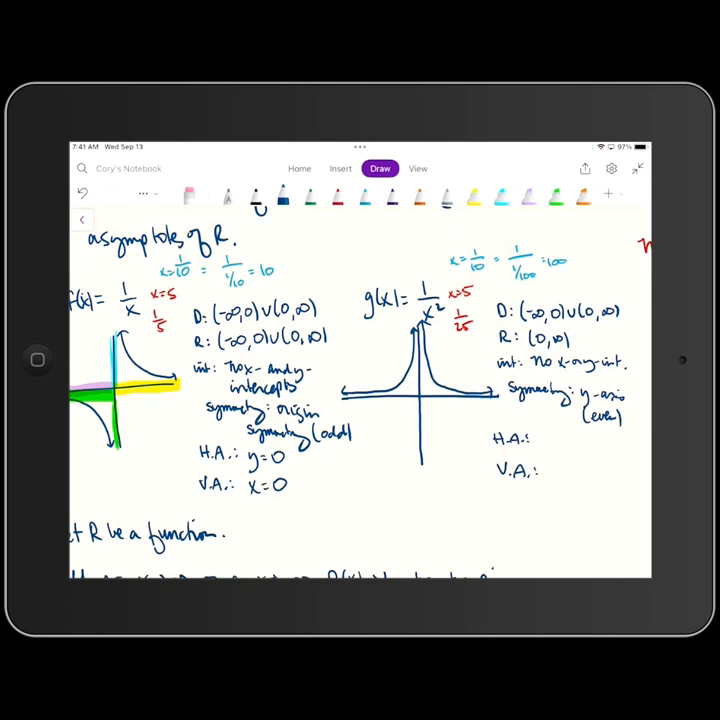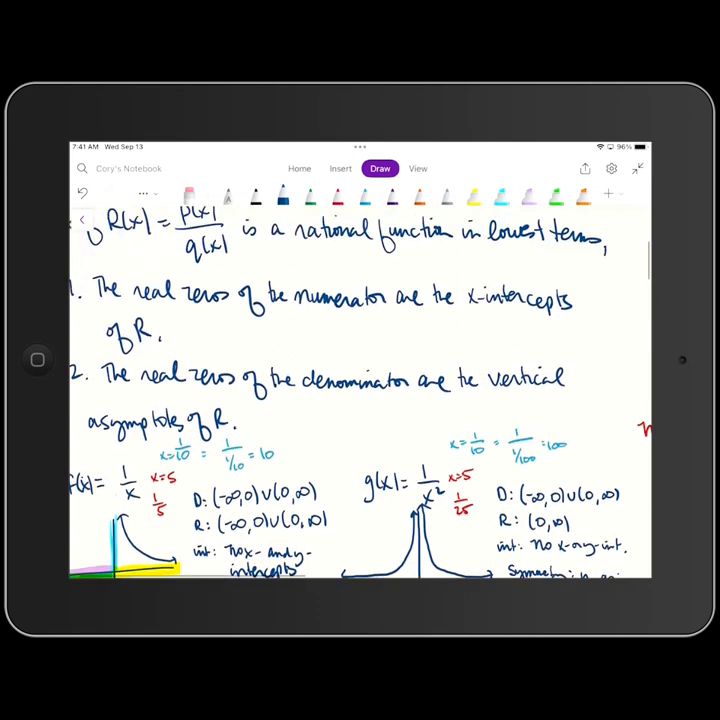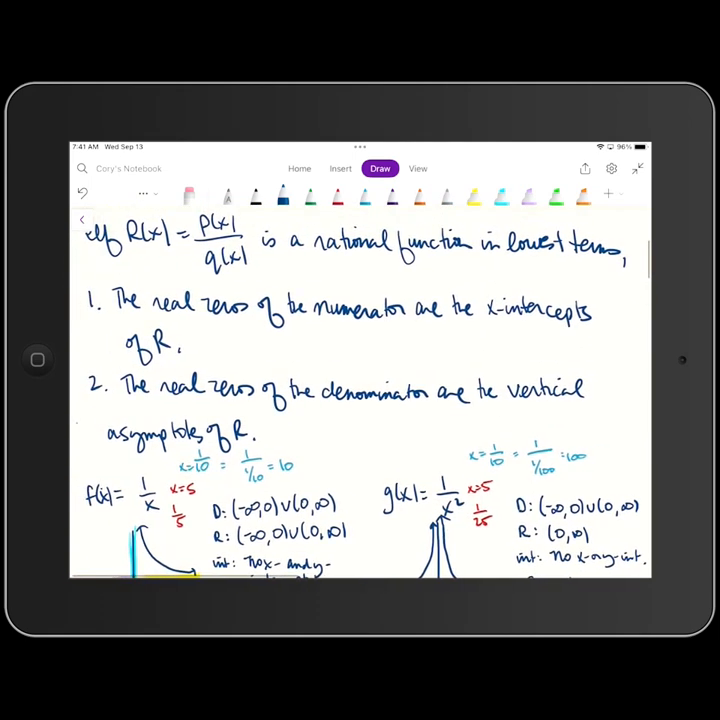So symmetry, again, has y-axis symmetry, which means the function is even. Again, the way we show a function is even algebraically is we take the opposite of the input value, take f of negative x, and show that it gives us back the original function we started with. Okay, horizontal asymptote here, once again, is y is equal to 0, and the vertical asymptote is x is equal to 0.